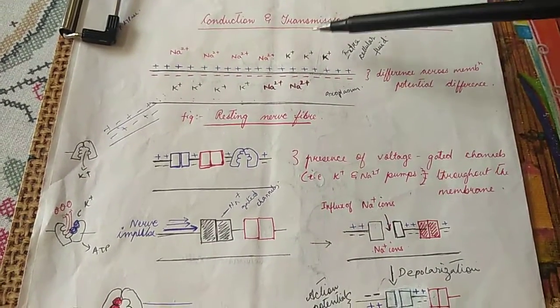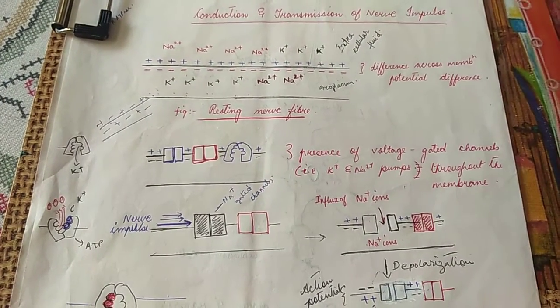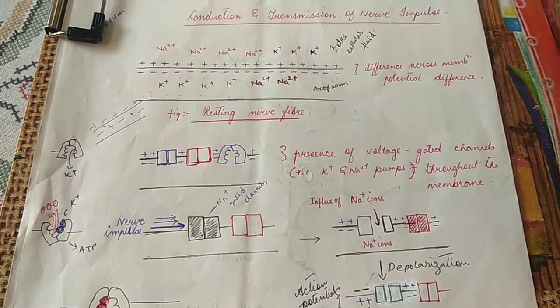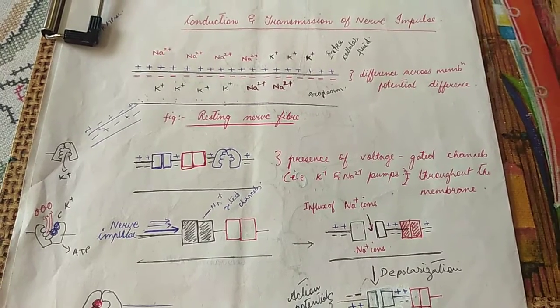In this way, transmission of nerve impulse takes place across the membrane of a nerve fiber.